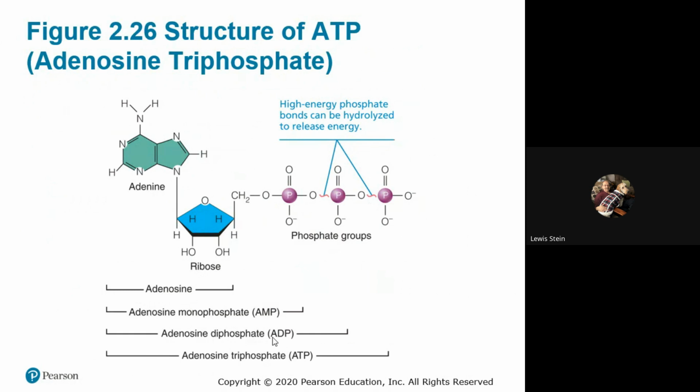Why it has energy is the phosphates. Those little red squiggles are high energy bonds. Okay, the best analogy, and if you come up with a better one, tell me. I promise I'll use it. Kitchen magnets.